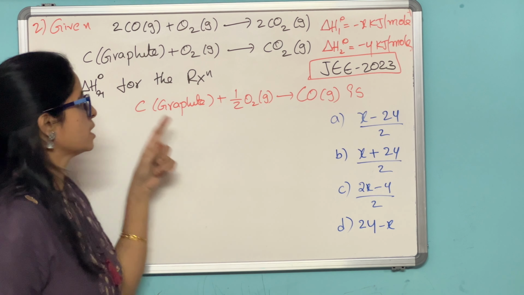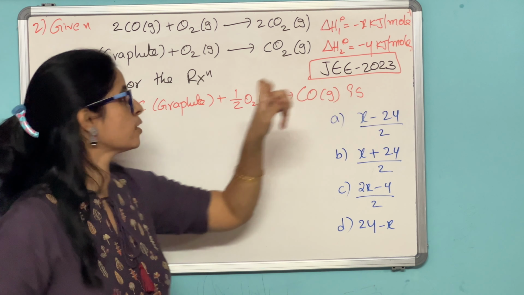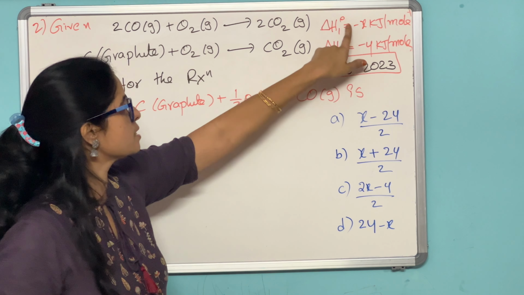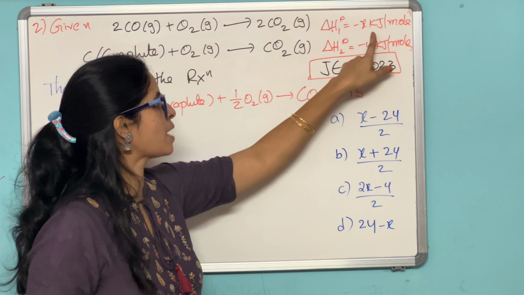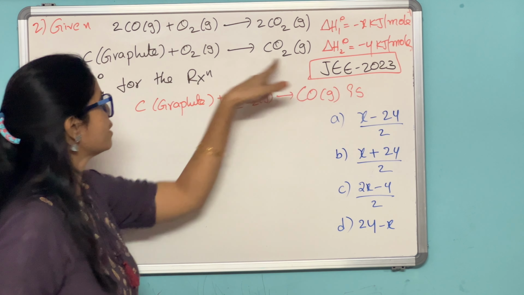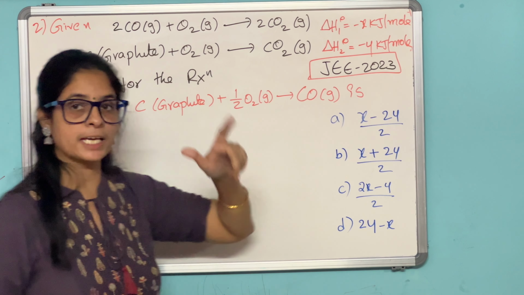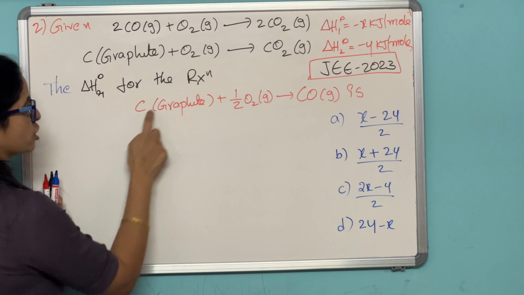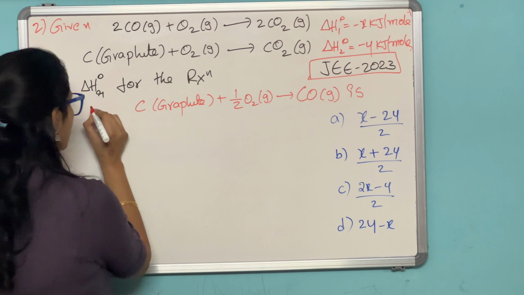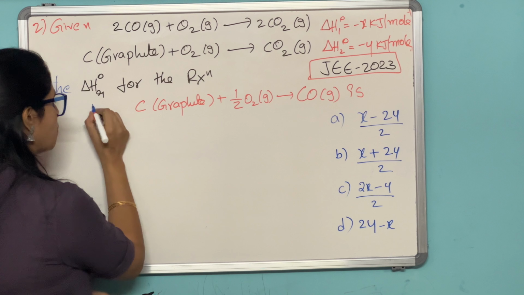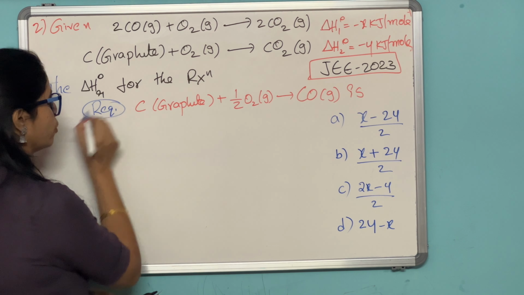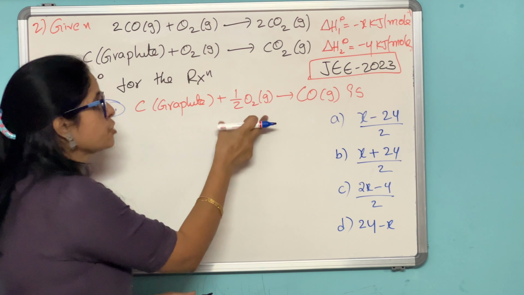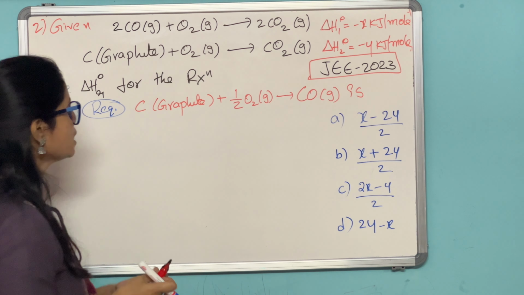Now the next question is, this is a JEE 2023 question. Here these are the two equations, and delta H naught, the standard heat of reaction, is minus x kilojoules per mole, and for the second reaction it is minus y kilojoules per mole, and here delta H R naught for the reaction. So what is our required equation? This is our required equation. You pause your video and try to solve on your own. The same procedure. So here how to get the required equation from these two equations.